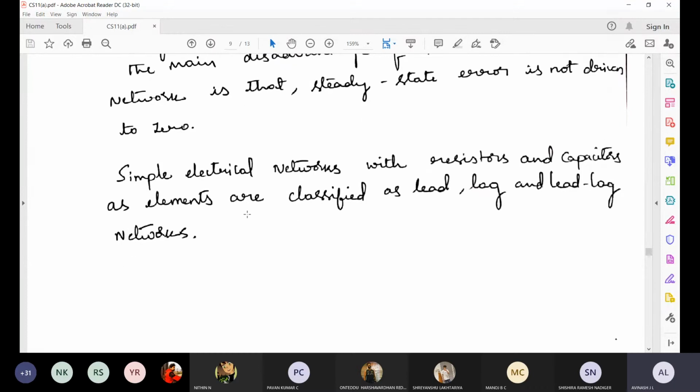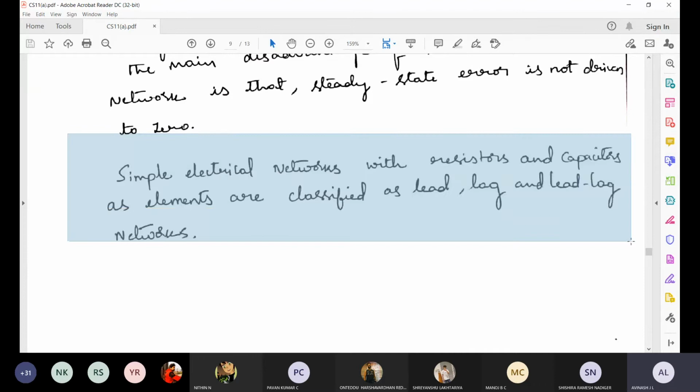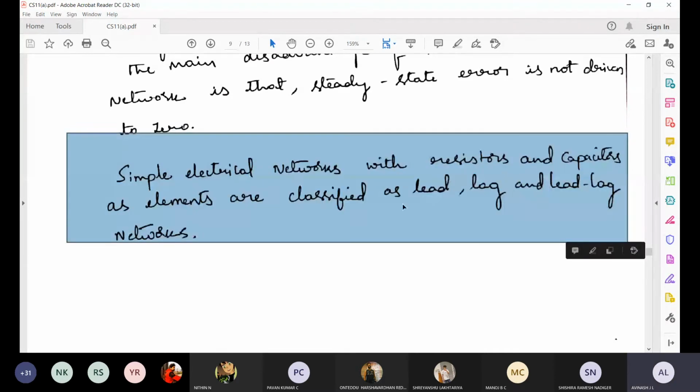Simple electrical networks with resistors and capacitors as elements are classified as lead, lag and lead-lag networks. This is a very important thing. What do you mean by lead? When you want to increase the phase of the signal, we use the lead network.